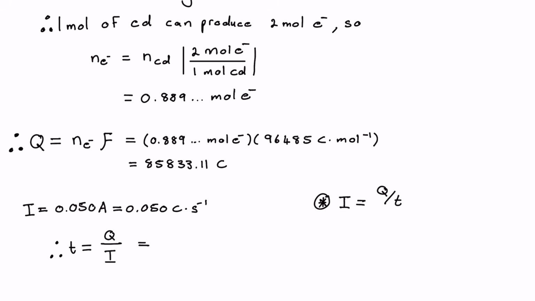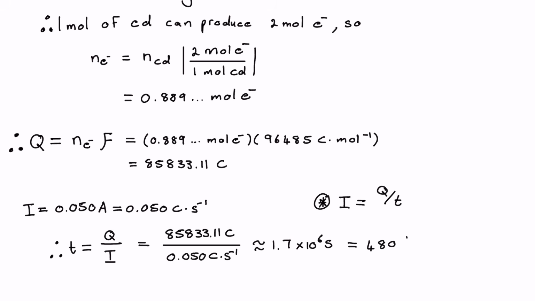So that means we take our total charge, Coulomb, divided by this 0.050 Coulomb per second, and this will give you a rounded value of 1.7 times 10 to the power 6 seconds. That's a weird number to look at. So this is 480 hours.